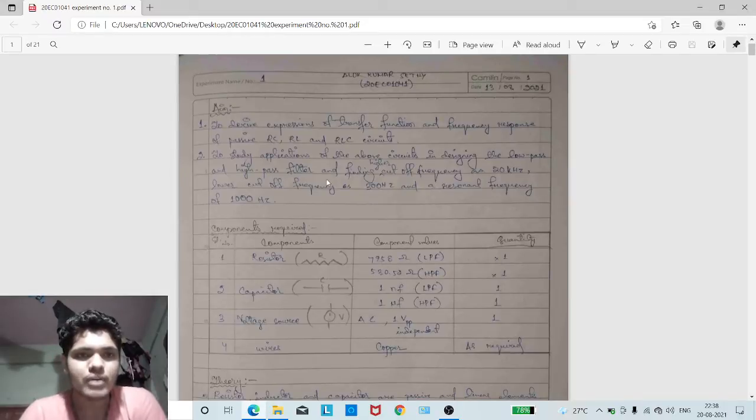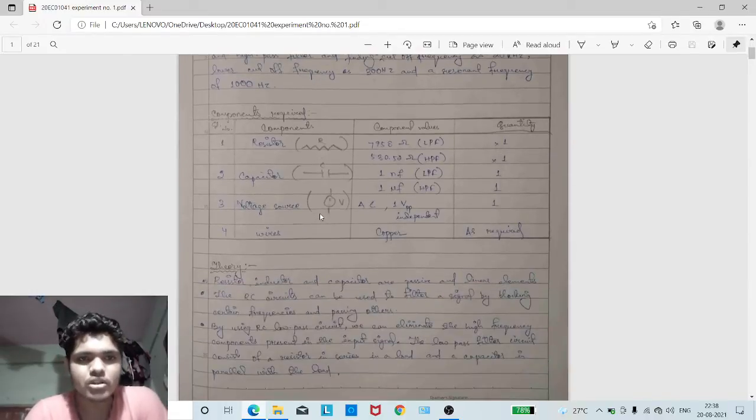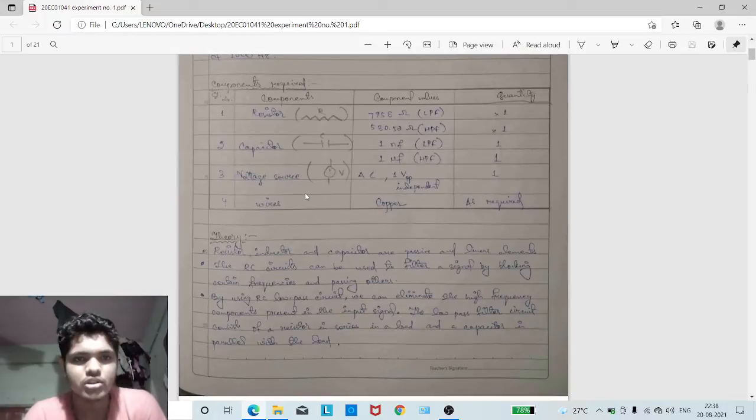The main objective of this experiment is to study the application of the above circuits in designing the low pass and high pass filters, and to find out the higher cutoff frequency, lower cutoff frequency, and the resonant frequency. The components required are resistor, capacitor, voltage source, and wires, as many as required.